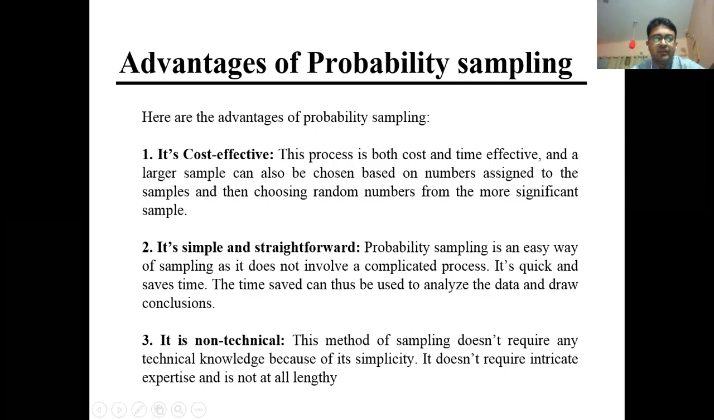It is simple and straightforward. Number two, probability sampling is an easy method of sampling. It does not involve a complicated process. It is quick and saves time, and the time saved can be used to analyze the data and then draw conclusions. Now, it is non-technical. The method does not require any technical knowledge because of its simplicity. It does not require any intricate expertise, and it can be done by all the people who do some research work. So it is non-technical, it is simple, and it is a cost advantage. So this is all about the advantages of probability sampling.